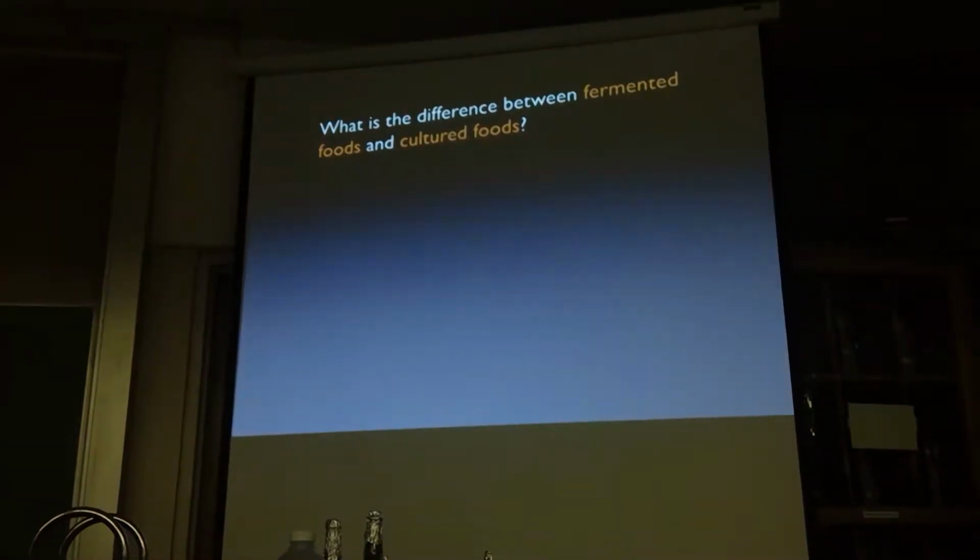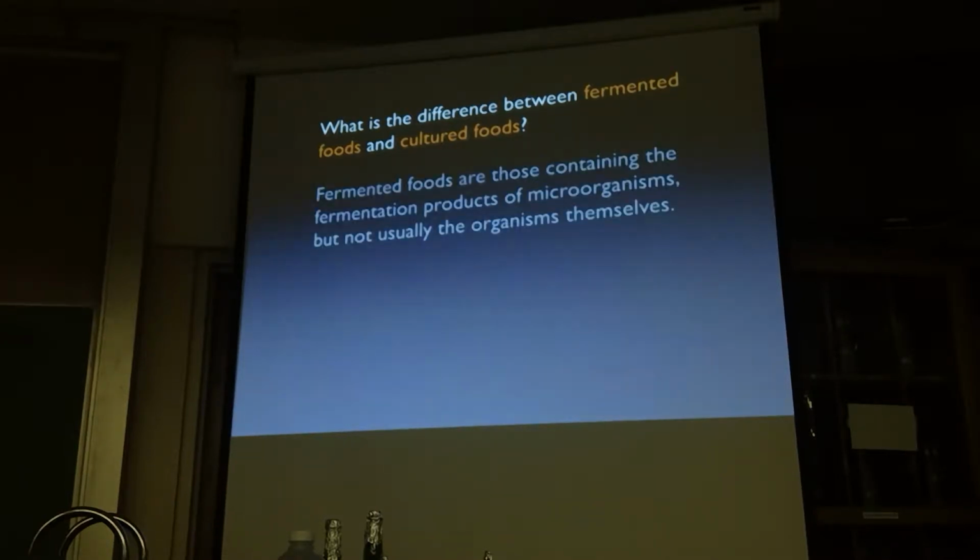Okay, so first was the difference between fermented foods and cultured foods. Well, fermented foods contain fermentation products. That means that there were some microorganisms associated with the food. The microorganisms fermented the food. They produced an end product. Oftentimes it's acid, but sometimes it's alcohol. Could be some other type of substance. The organisms themselves are either removed or they're dead.